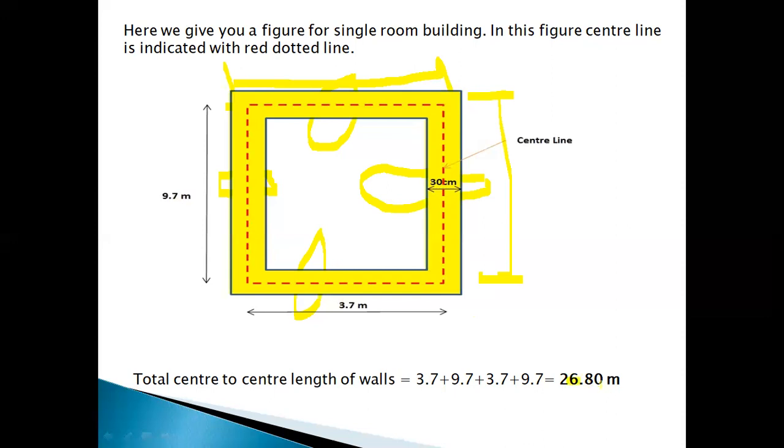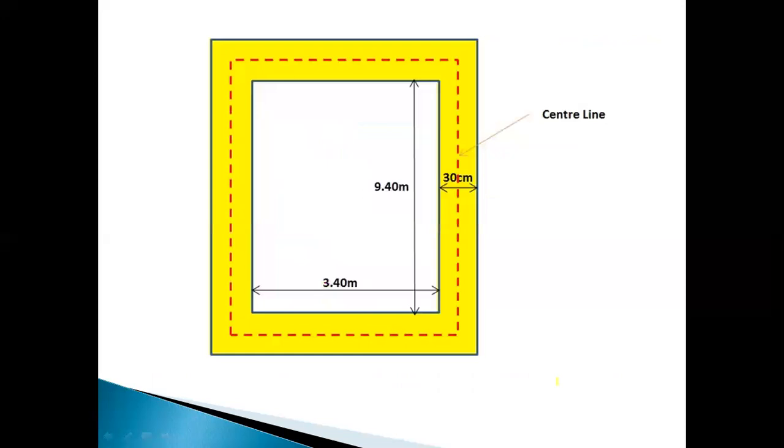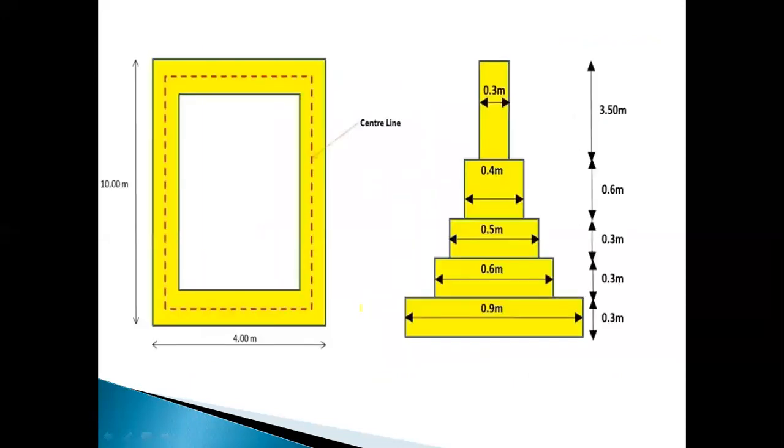Totally added, 26.80 meters. So 3.7 plus 9.7 plus 3.7 plus 9.7 equals 26.80. It is the total center to center length of the walls. So the inside dimension is 9.4 and the other dimension is 3.4 meters.